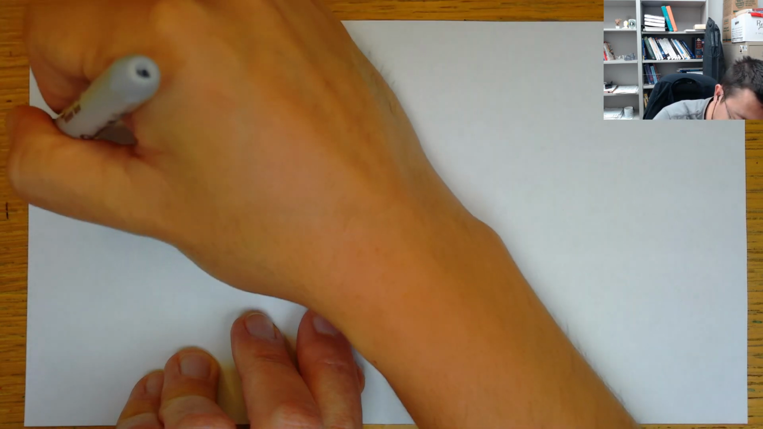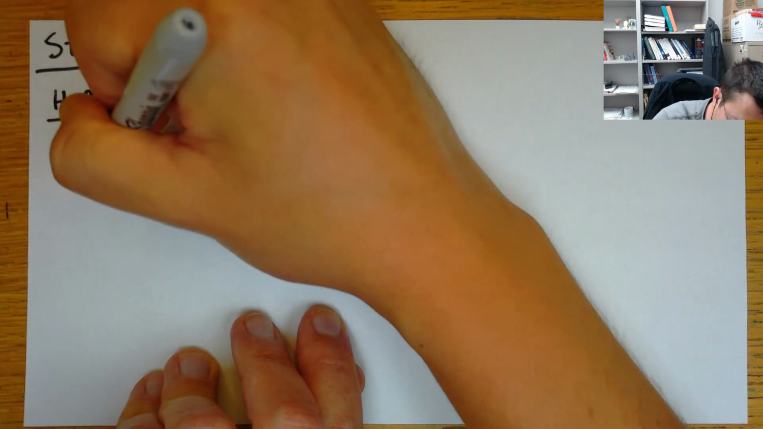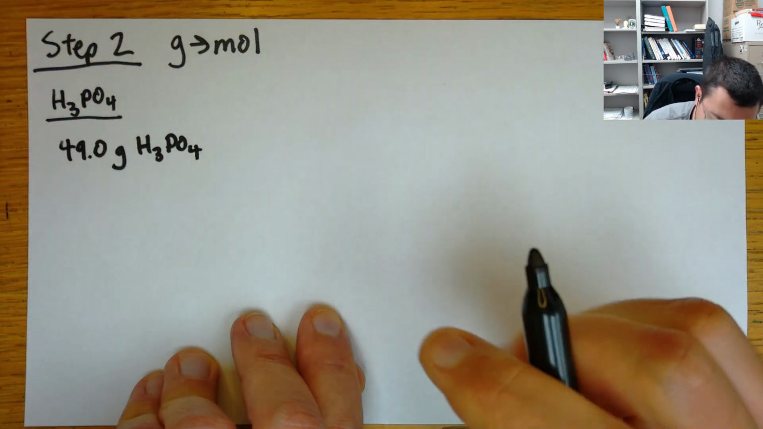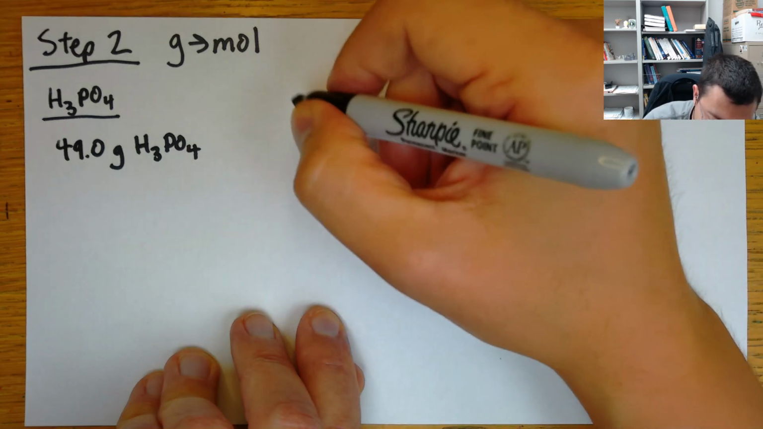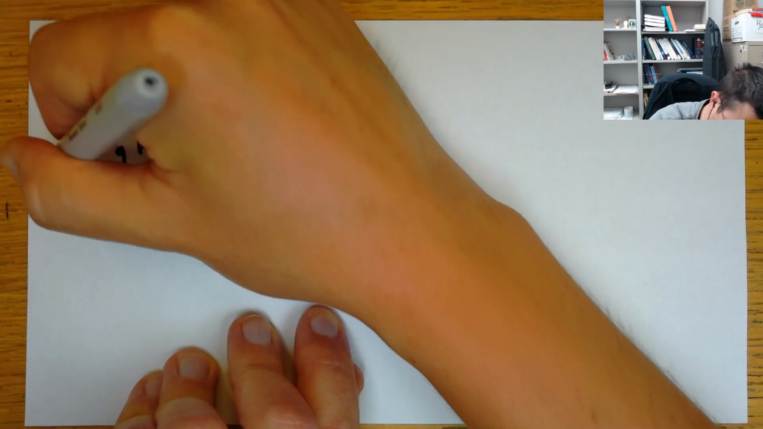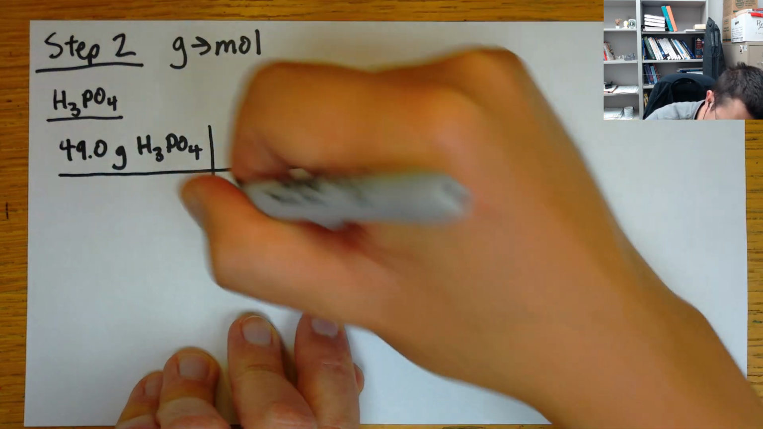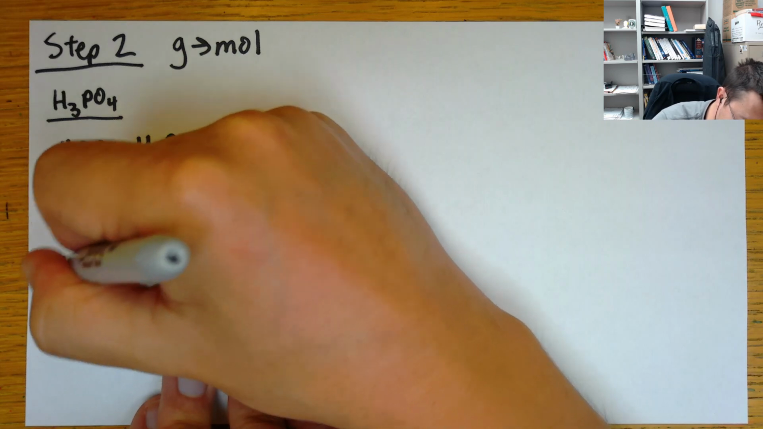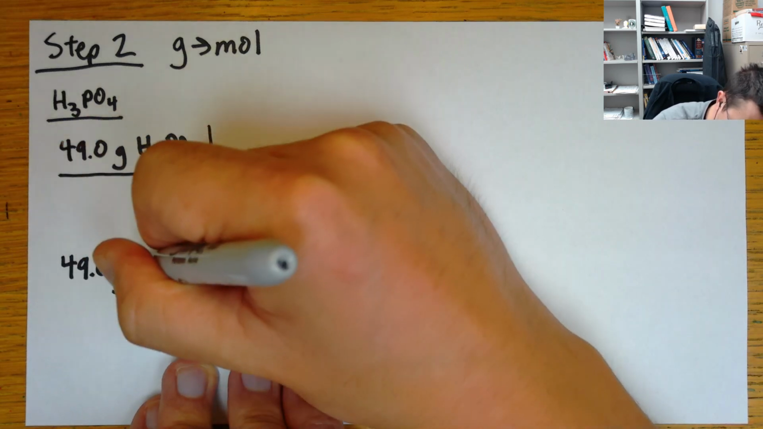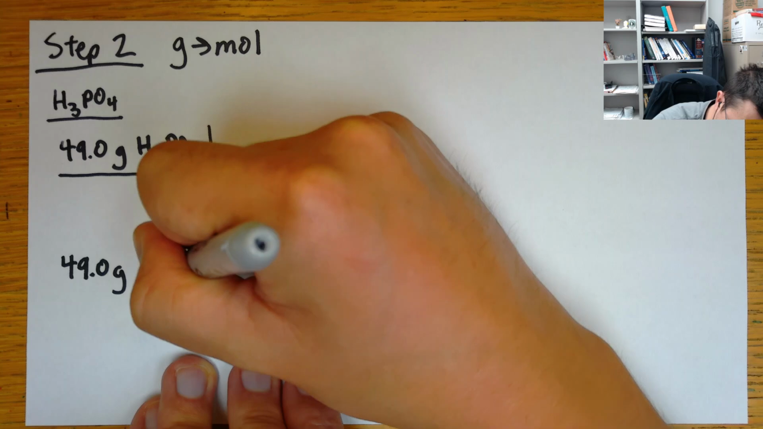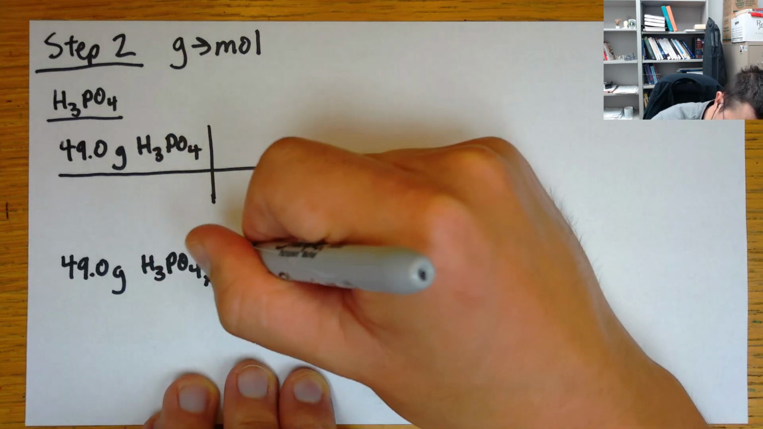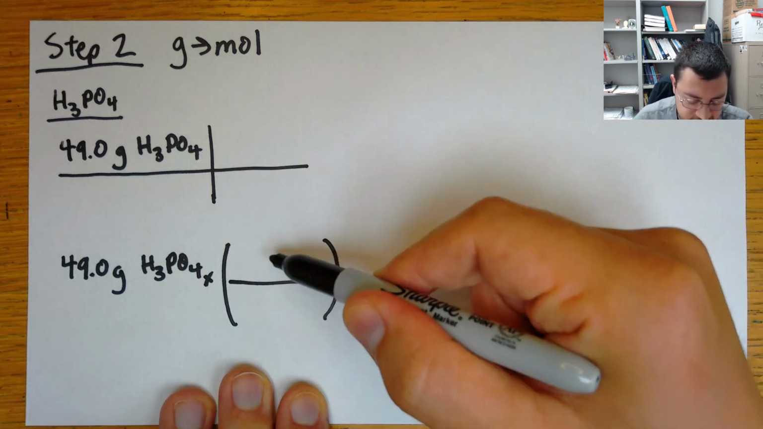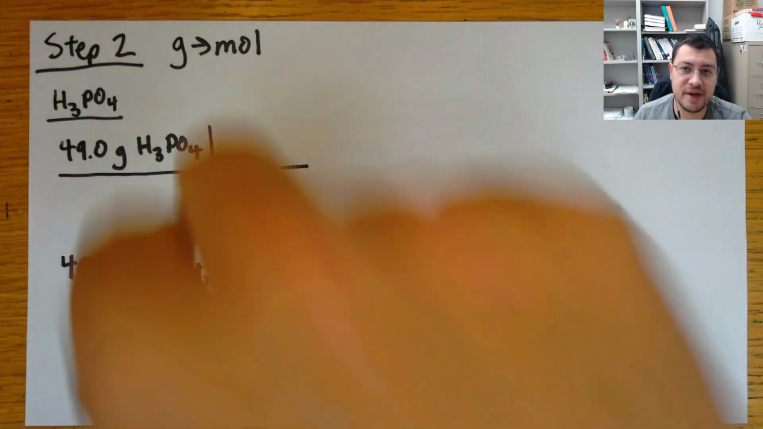We were given 49.0 grams of H3PO4, and we're going to convert that into moles. All right, I like to use the train tracks method. Here, I'll show it the other way also. Some people like using conversion factor fractions. They're going to mean the same thing.